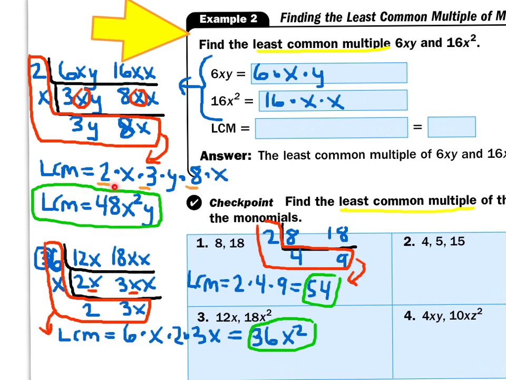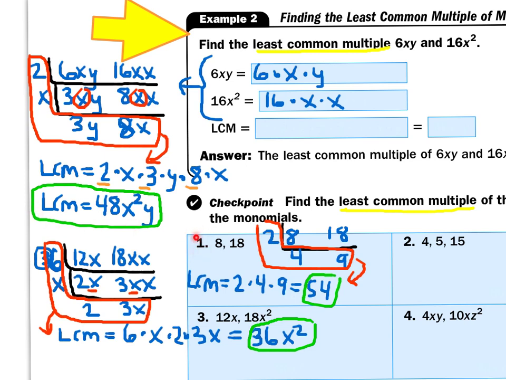And now grab all the numbers and multiply. So 2 times 3 is 6. 6 times 8 gives us 48. And then x times x gives us x squared. And then just bring down the y. So the least common multiple is 48x squared y.